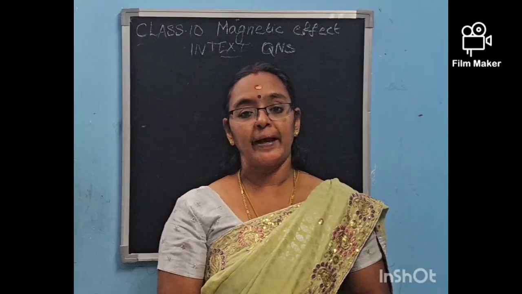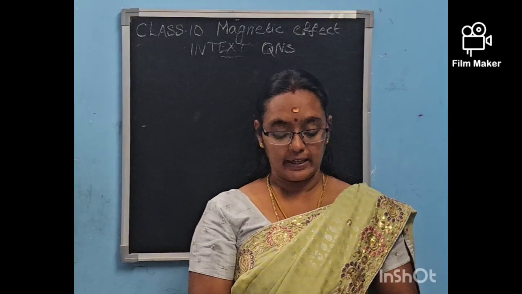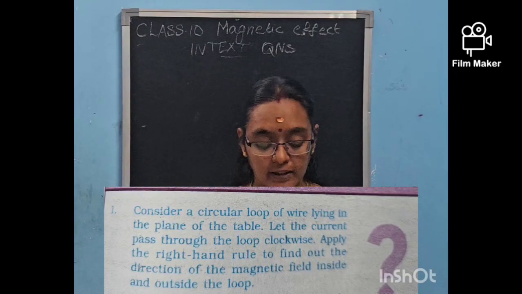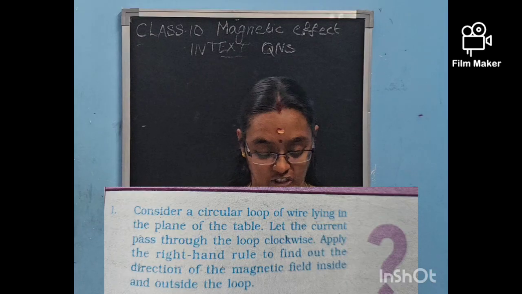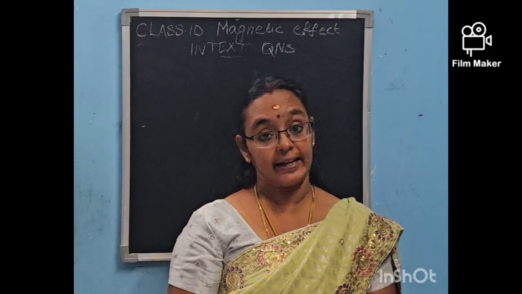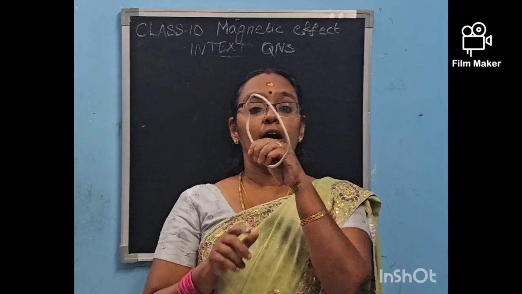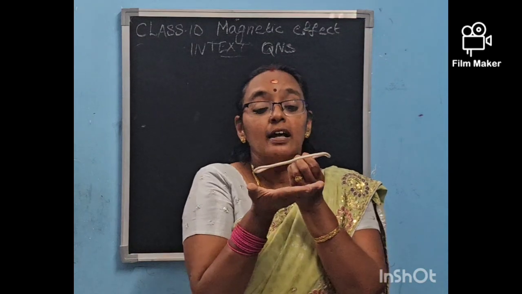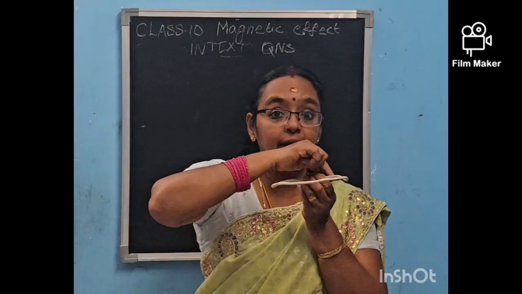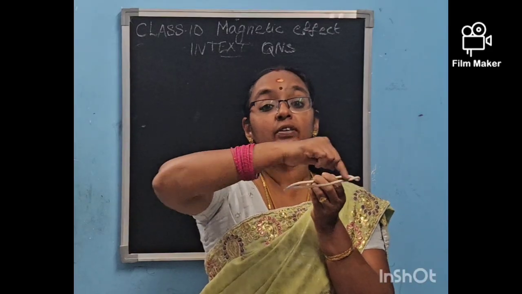On page number 201, a question is there. That is, consider a circular loop of wire lying in the plane of the table. The current passes through the loop in a clockwise direction. Apply the right hand thumb rule and find the direction of the magnetic field inside and outside the loop. Consider this as a circular loop, lying in the plane, and the current is moving in clockwise direction.